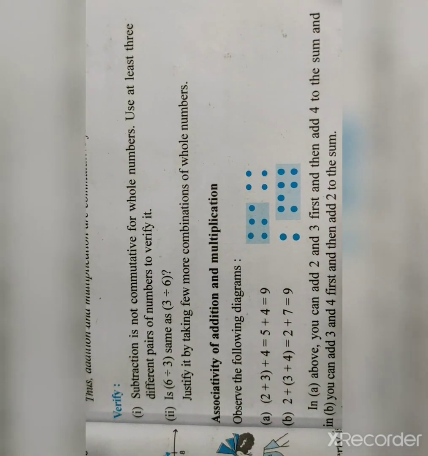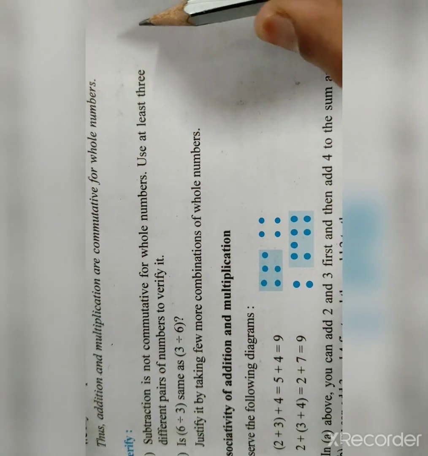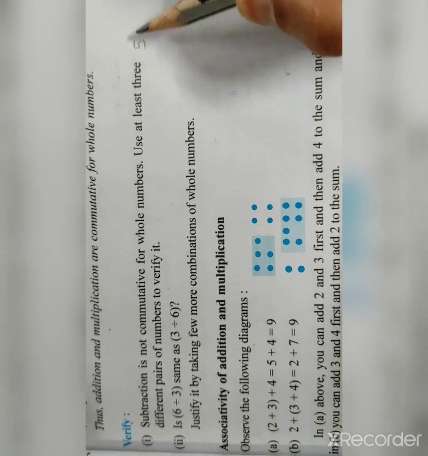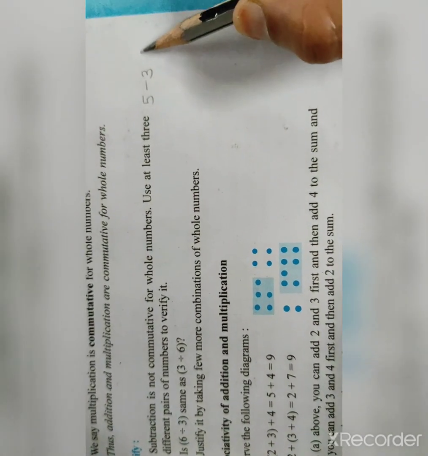Now see here, subtraction is not commutative for whole numbers. Use at least 3 different pairs of numbers to verify it. Okay, we are taking the first numbers: 5 minus 3. 5 minus 3 is equal to, now 3 minus 5.